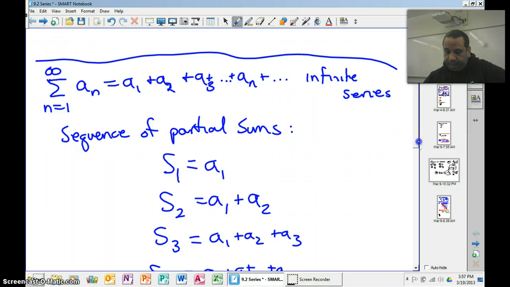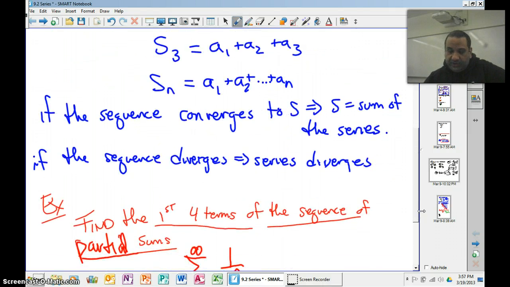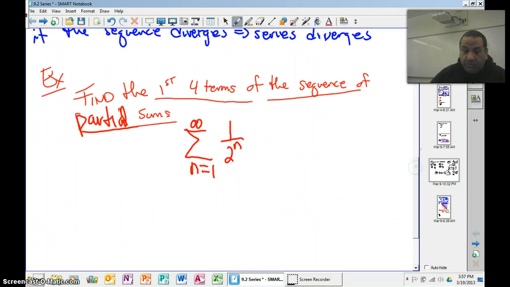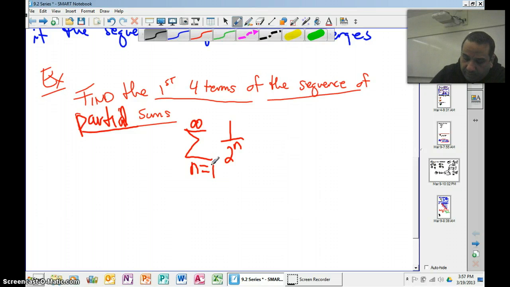All right? So if the series converges to some sum, S, that is the sum of the series. If the series diverges, then the series diverges. So let me show you how to do this. It's very simple. What we're going to do is plug in 1. So we're going to say, okay, S of 1, the first partial sum, is when n is 1. When n is 1, I get a half.